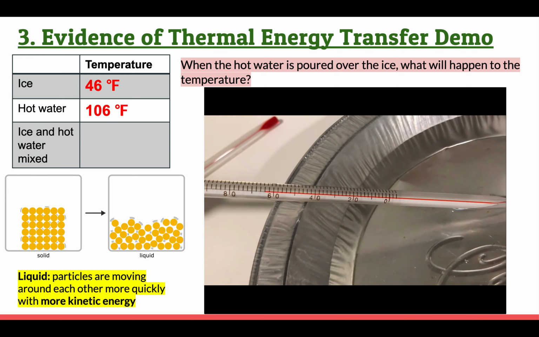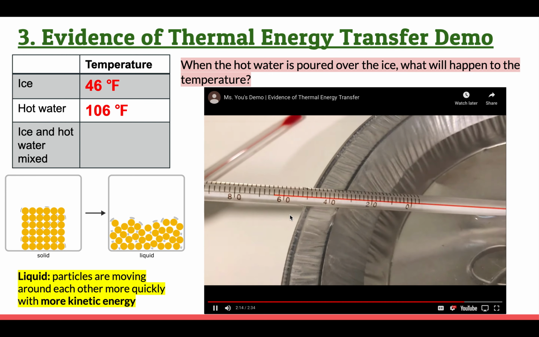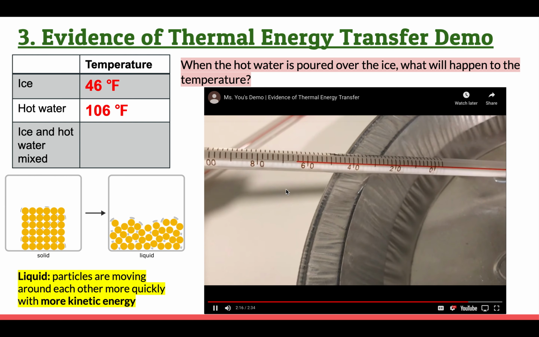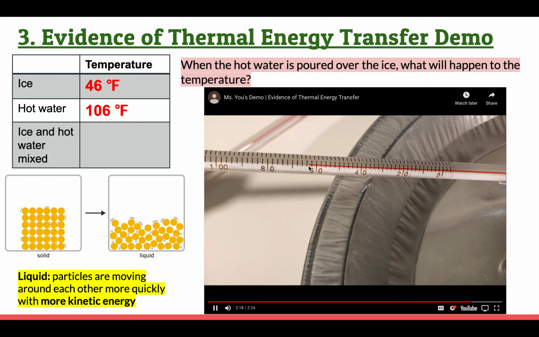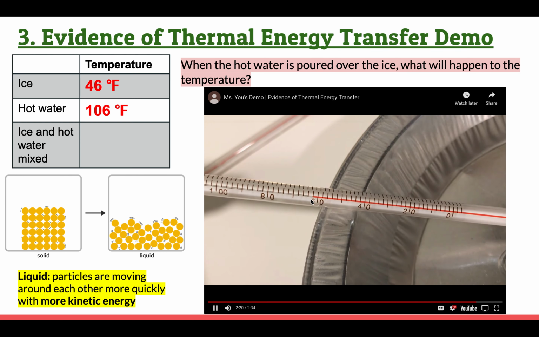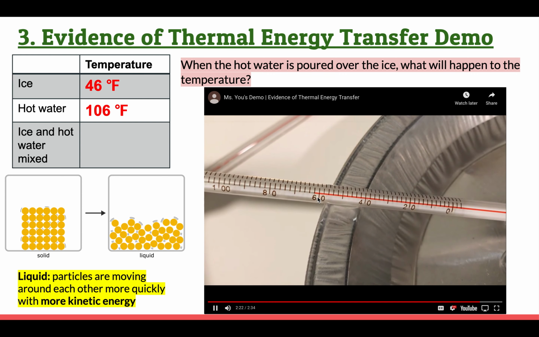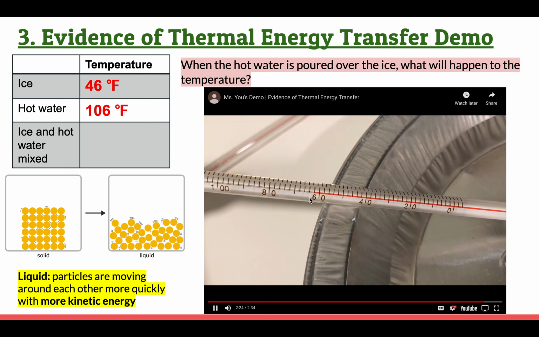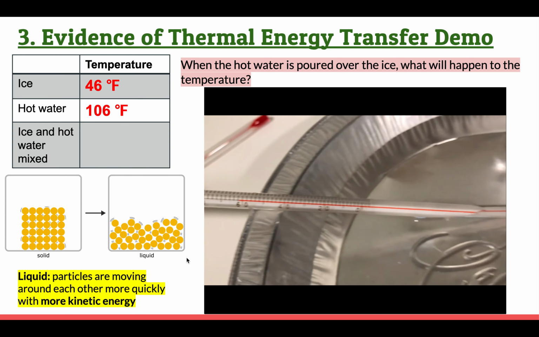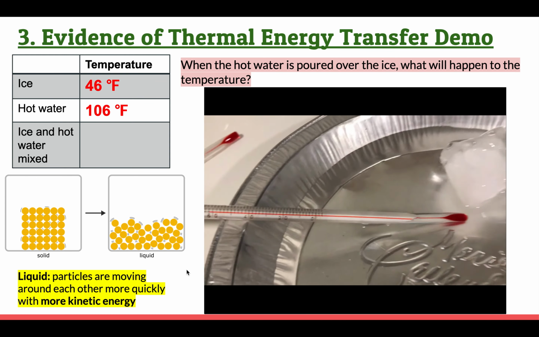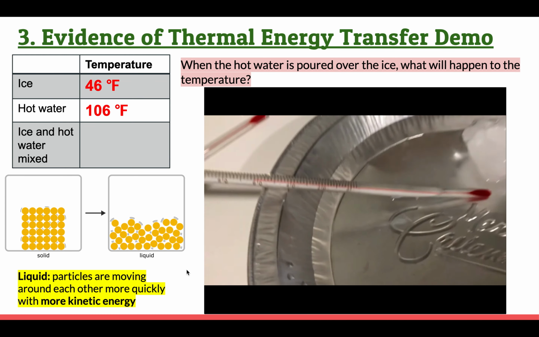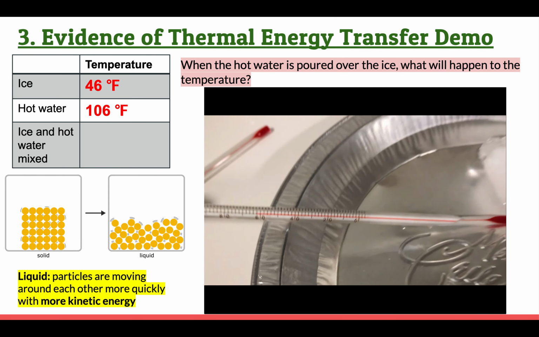So remember, the ice cube was at first at 46 degrees, but now the temperature of the ice cube is starting to rise up, and it's stopped at around 62 degrees. So the final temperature of this mixture of ice and hot water is 62 degrees.